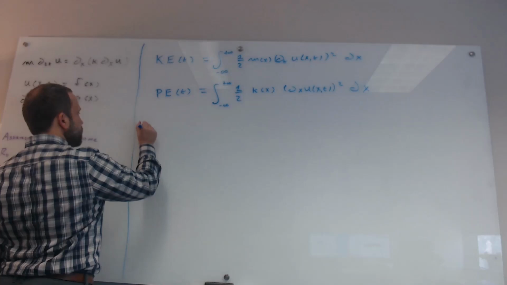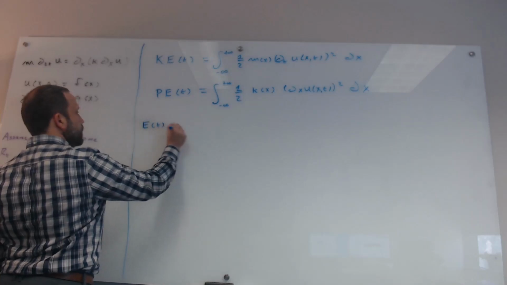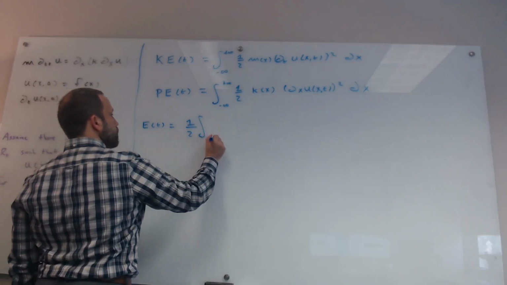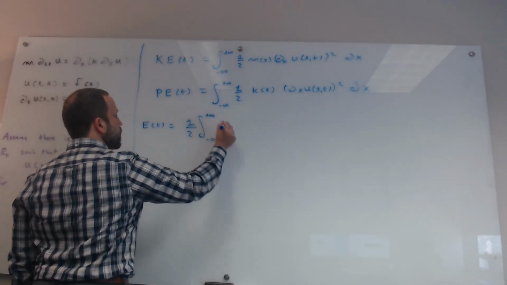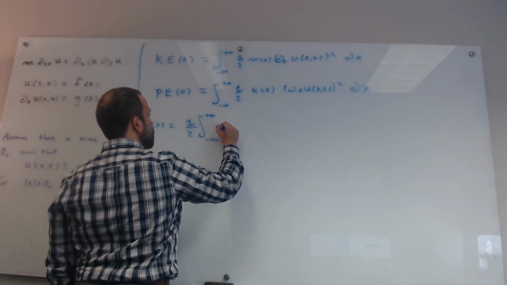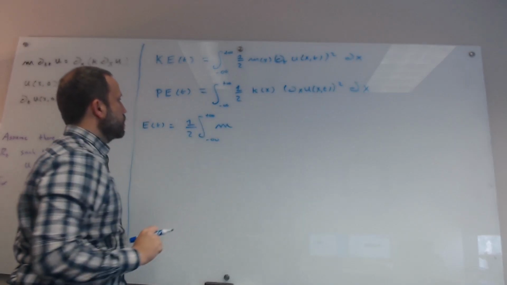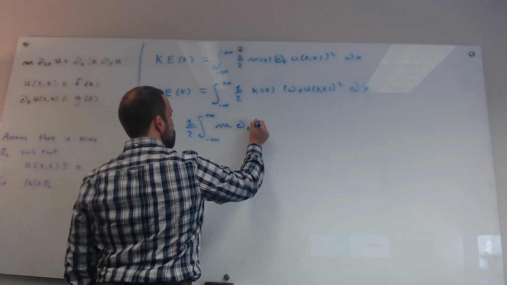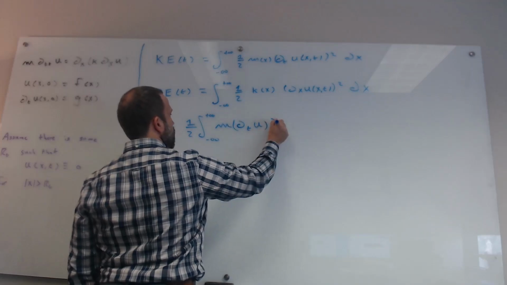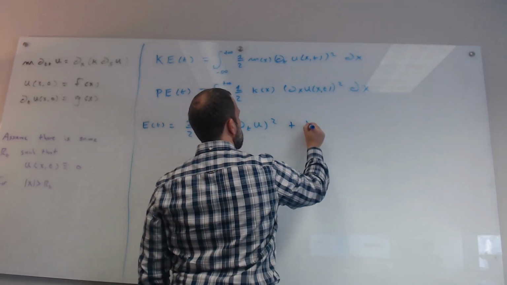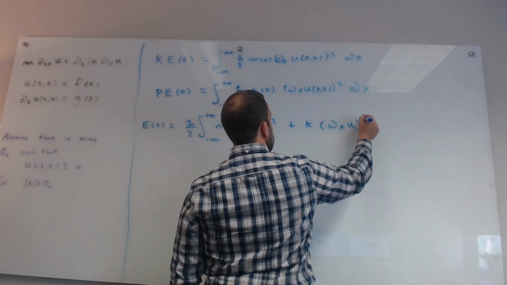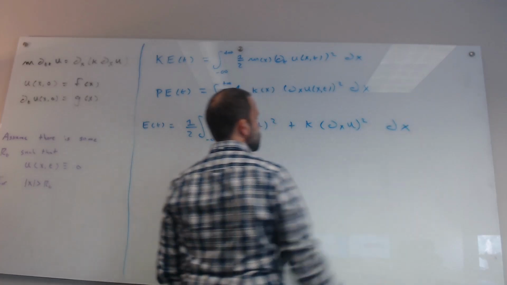Okay, so the total energy is going to be the sum of these two. So E of t is going to be the sum of these two things here. So I'll just put the 1/2 on the outside, minus infinity to positive infinity times this first part. And I'm not going to be able to write the argument, otherwise it won't fit on the board here. So it's times mass times the t derivative squared plus k times the x derivative squared dx.